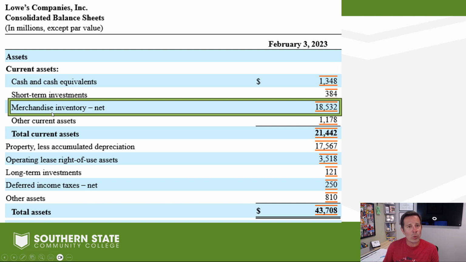So merchandise inventory fits that, right? We'd hope that we sell our inventory balance within a year, that we don't have products sitting there for years on end, right? So look at the number there, $18.5 billion. Nearly half of all of their total assets at Lowe's are merchandise inventory. Lots of inventory. All right.